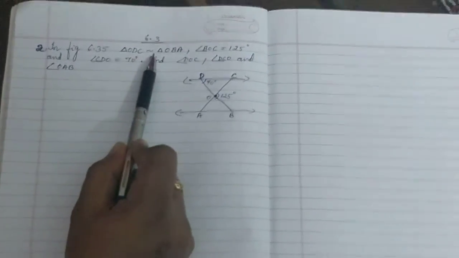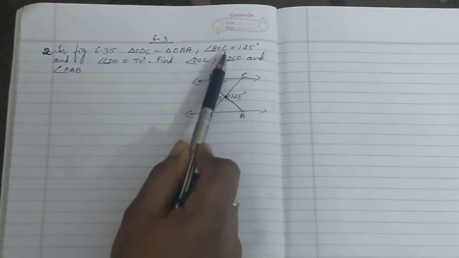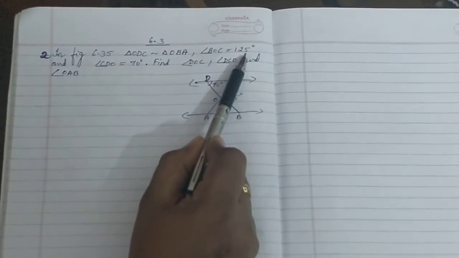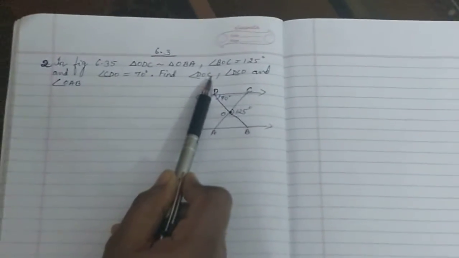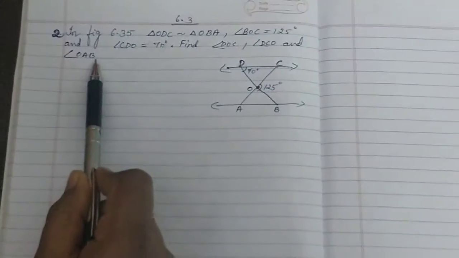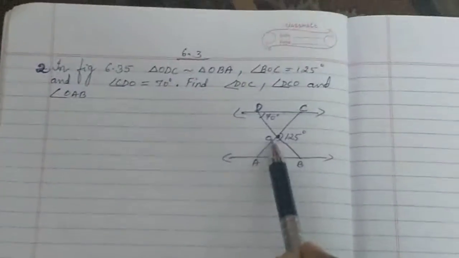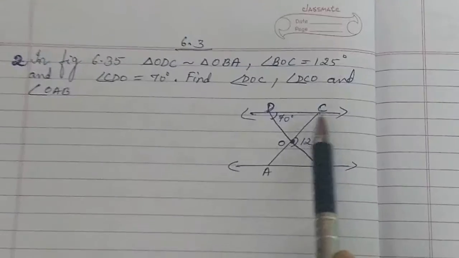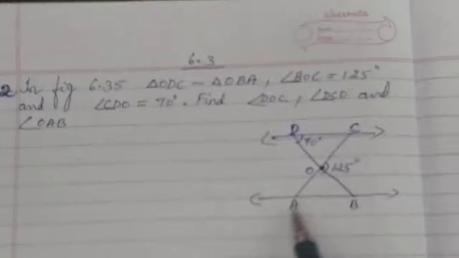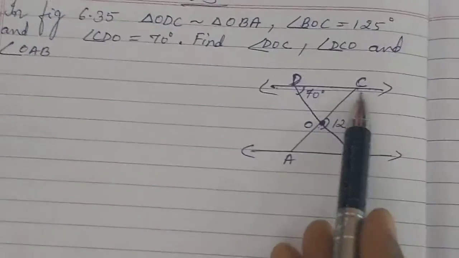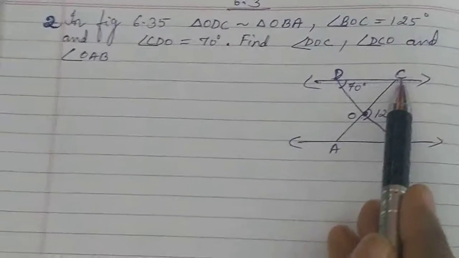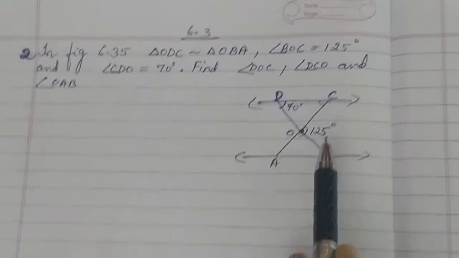Second question. Triangle ODC is similar to triangle OBA. BOC is equal to 125 degrees and CDO is equal to 70 degrees. Find DOC, DCO and OAB. Children, they said ODC, this triangle, and this triangle, OAB, are similar. So now you have to find the angle C here and angle DOC also. So we'll see.